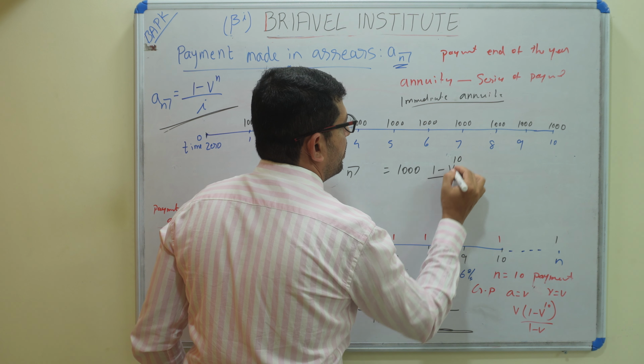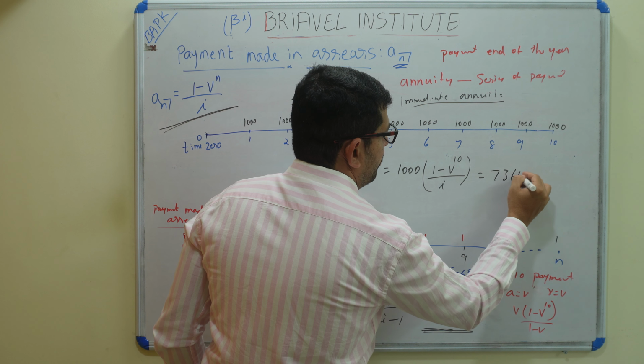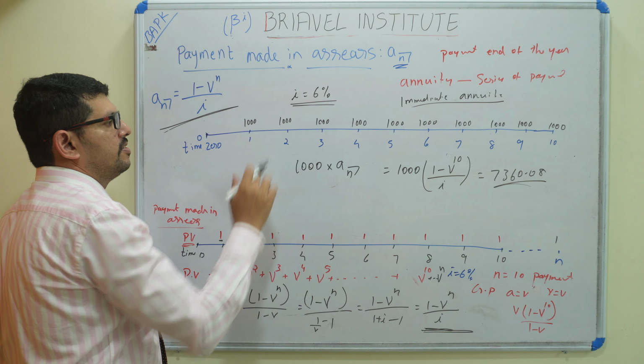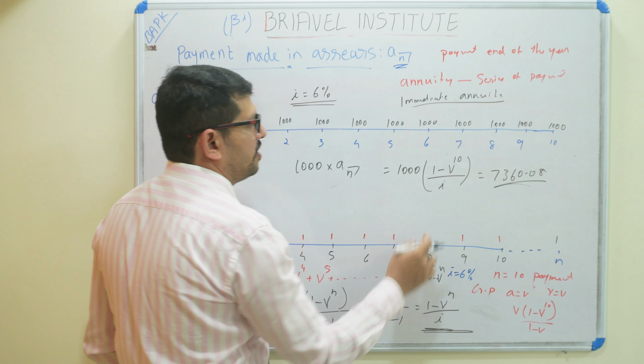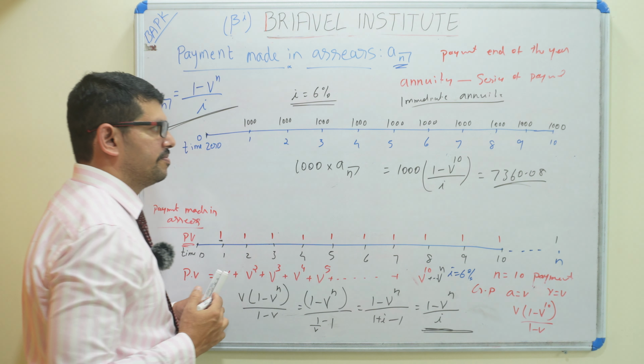Here n is equal to 10, so we will take 10 divided by i. V raised to 10 we apply, where i is equal to 6 percent. Directly we will put 0.06. So we will get 7360.08.